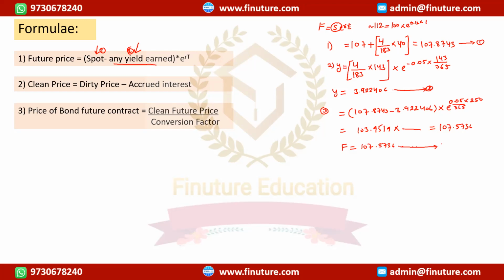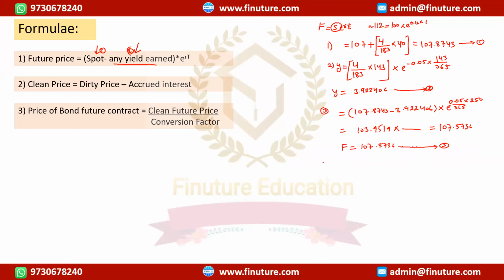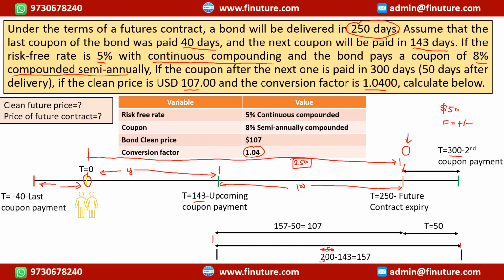In these 250 days, there is some accrual that is happening in this period. After the first payment is made, till the next payment is made in these 107 days, there is some accrual that we need to exclude from this price. So we'll calculate this accrual. How do we calculate this? In 157 days, there is a payment of $4. So we need to calculate it for 107.